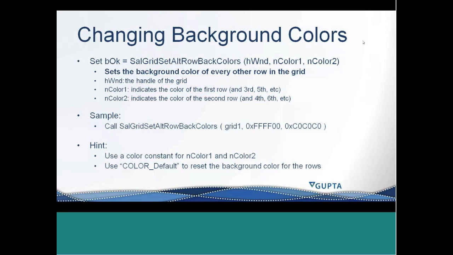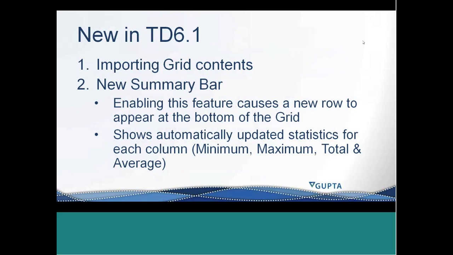Now, talking about Team Developer 6.1. We released 6.1 and we again added more functionality to the grid based on customer requests, etc. First one, importing grid contents, and second one, a new summary bar. So the new summary bar is the feature that enables a new row to appear at the bottom of the grid. The reason why we did that was because customers were looking to have the same functionality of the old splitter table that they could use with the table window, now with the grid.